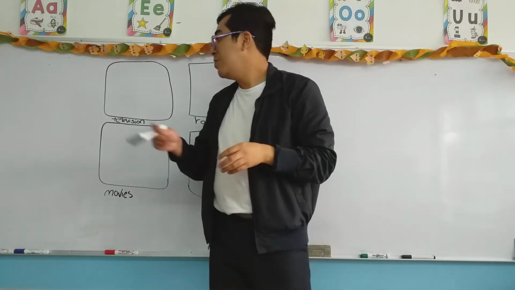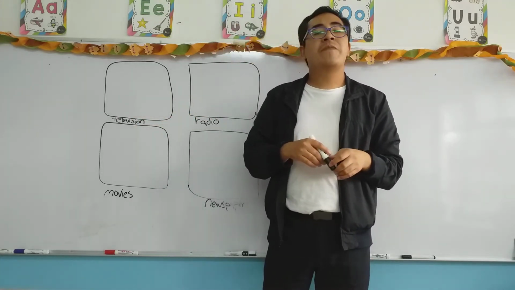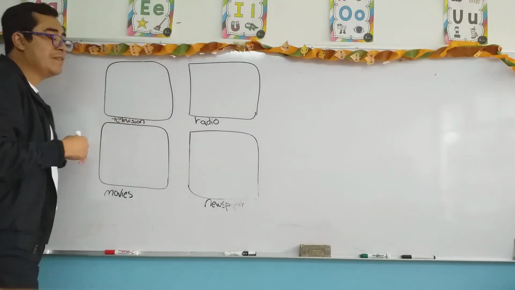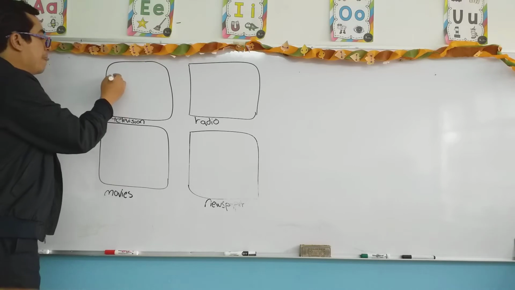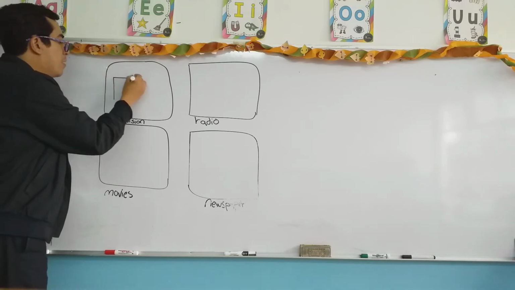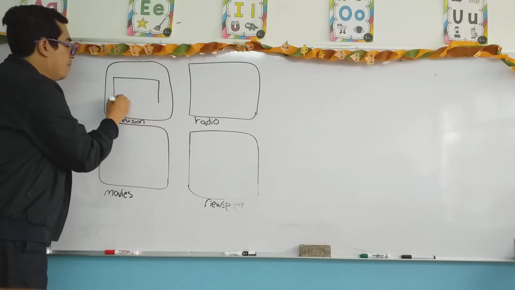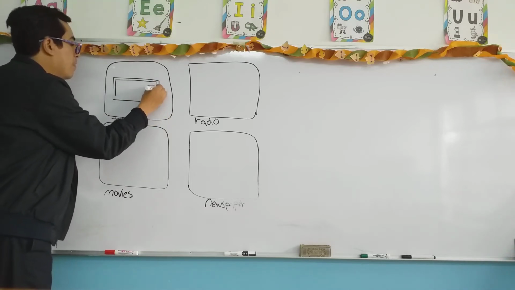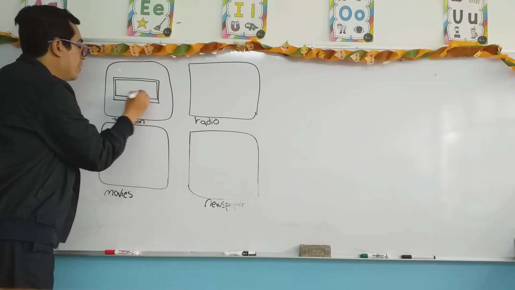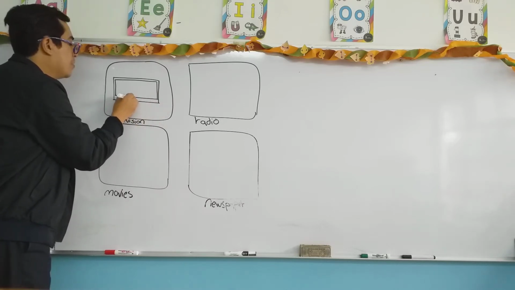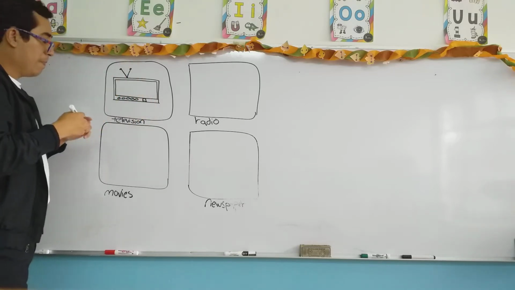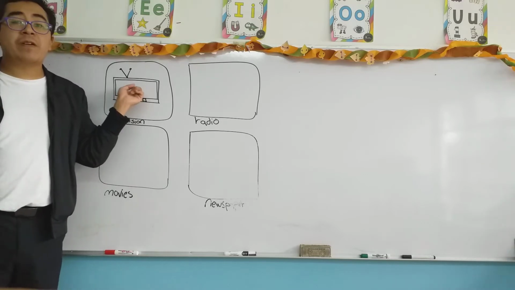Okay? Very good. So, one of the most popular means of communication is, of course, the television. Now, television has a rectangular form. Under the rectangle, we have several buttons. Okay, and the antenna. Now, why is it a means of communication?